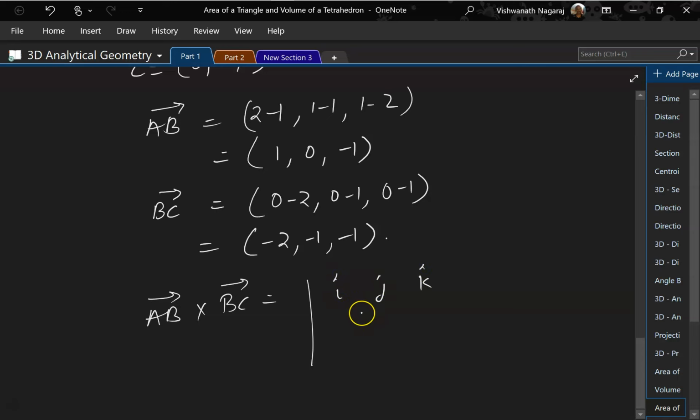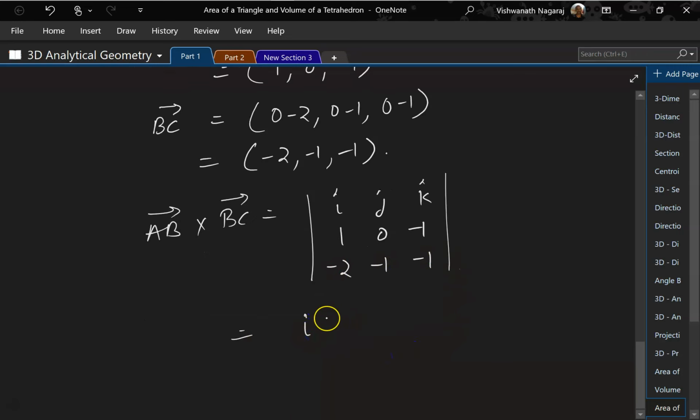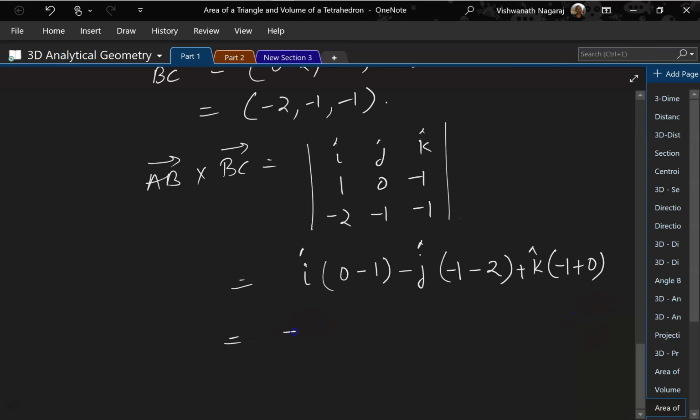Now, AB cross BC would be the determinant i, j, k, then 1, 0, -1, -2, -1, -1. This would give us i times (0 minus 1), so minus 1, minus j times (-1 minus 2), that is minus times minus 3, plus k times (-1 plus 0), which is equal to -i plus 3j minus k.